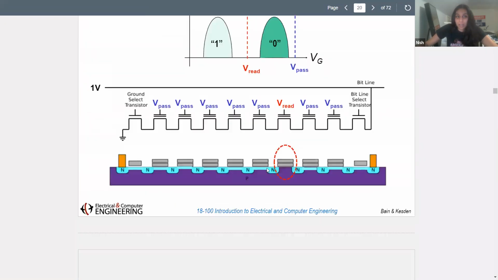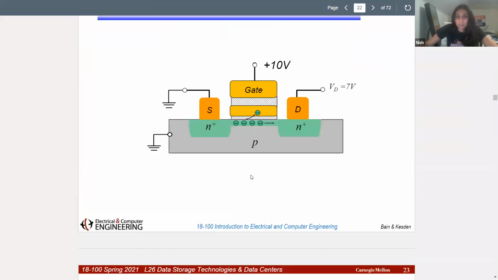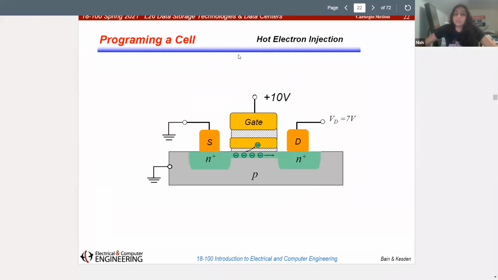For that, we're going to look at hot electron injection. Basically what that means is we're going to give 10 volts to the main gate, and 7 volts over here. The reason is that 7 volts is a high voltage, but it's not as high as this 10 volts. So what this is doing is giving the electrons in this N pit over here a lot of excitement, and they're going to start moving towards this higher voltage over here, 7 volts.